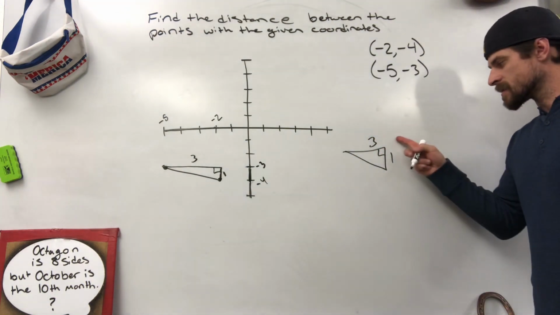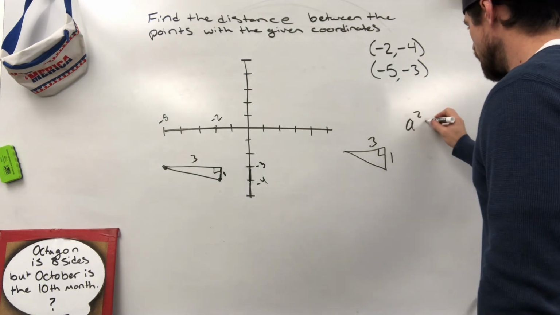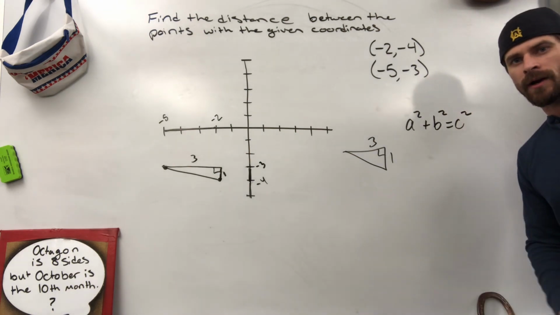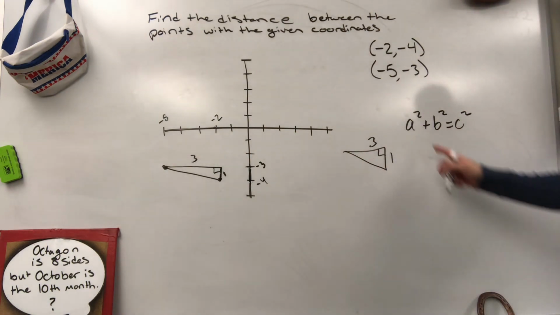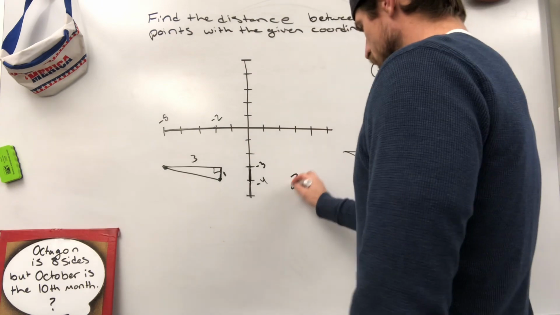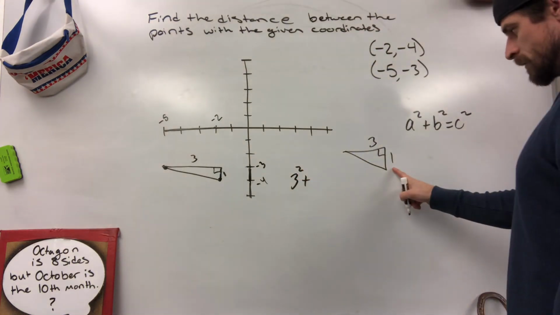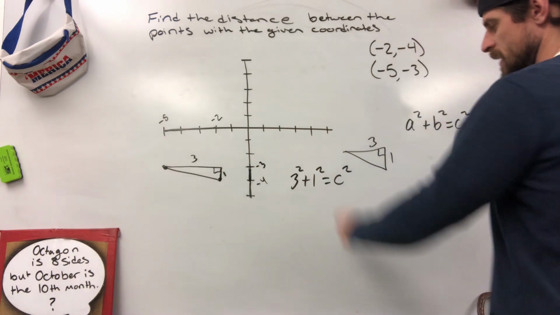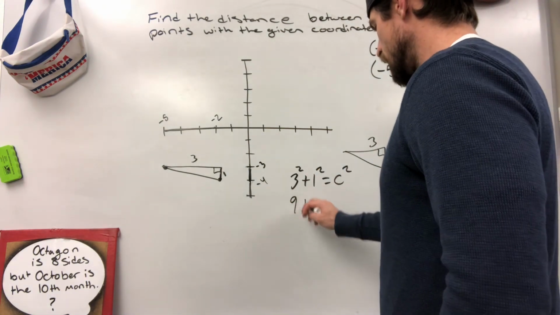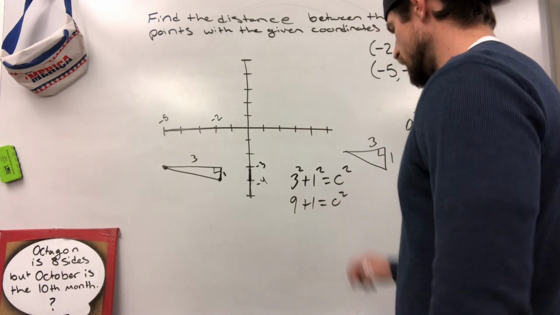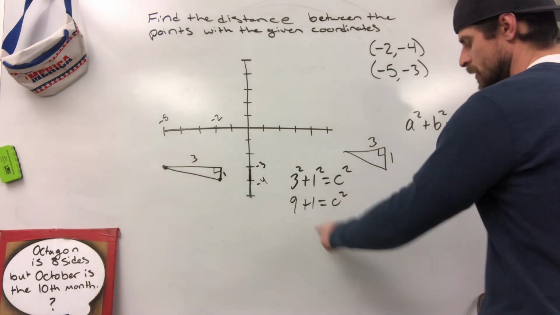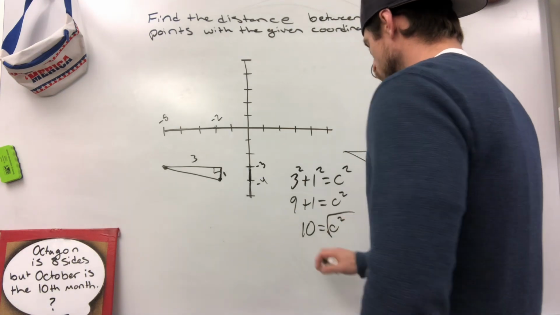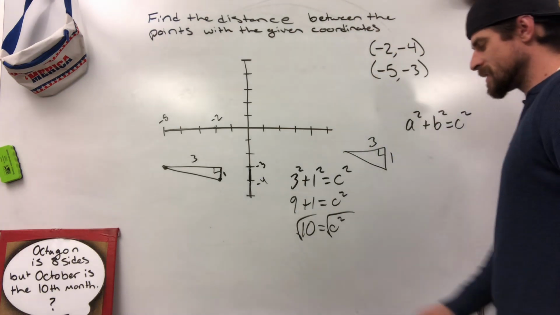We use our legs, and a squared plus b squared equals c squared, to figure out what our hypotenuse is. So our first leg is 3, 3 squared, plus our other leg is 1, 1 squared, equals c squared. 3 squared is 9, 1 squared is 1, c squared is still c squared. 9 plus 1 becomes 10 equals c squared. So we're going to square root c squared, square root 10.